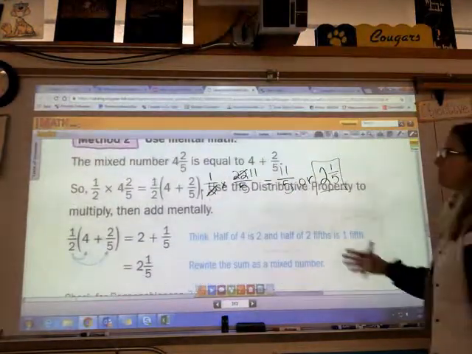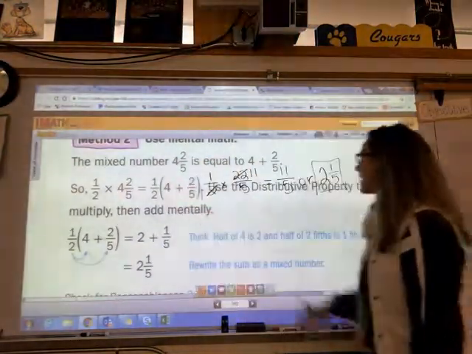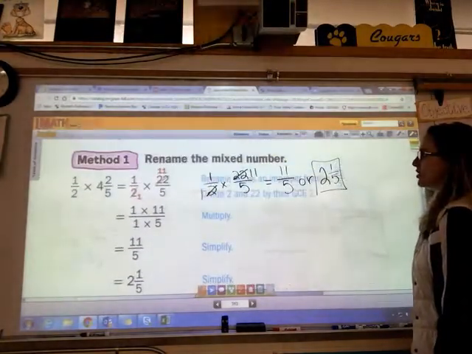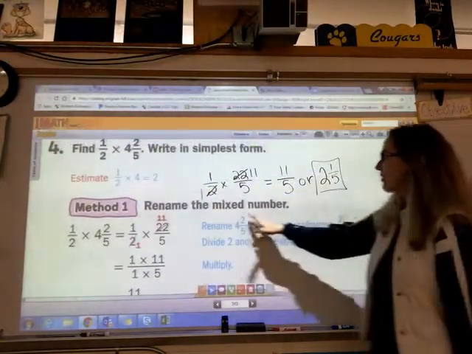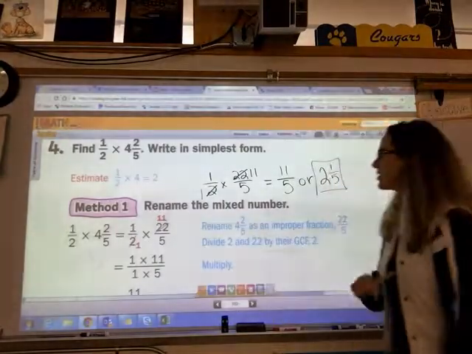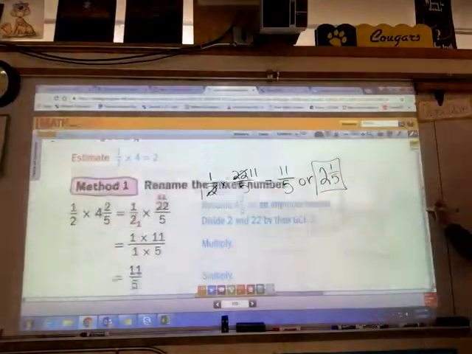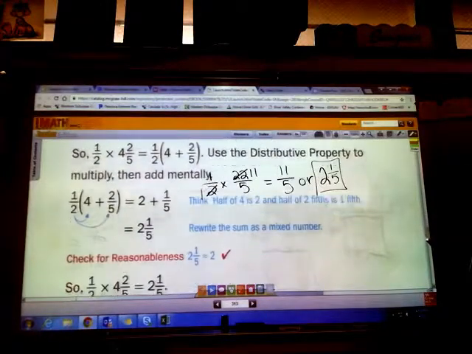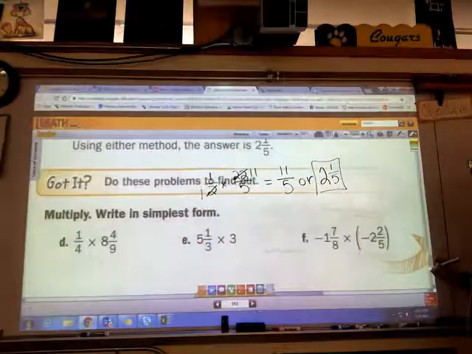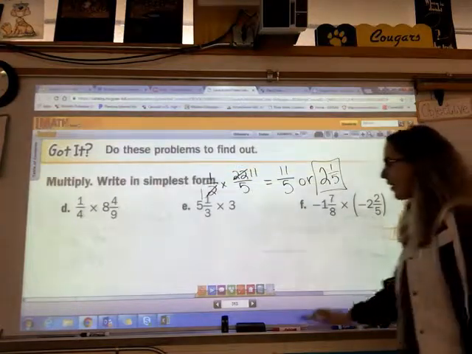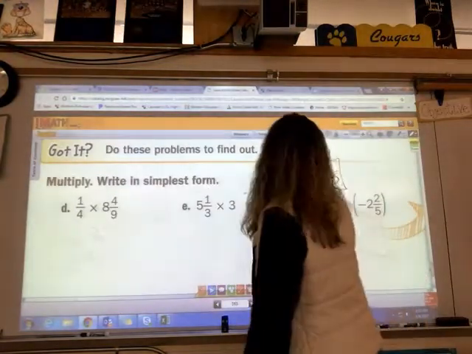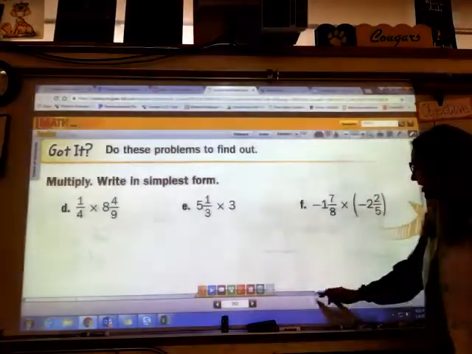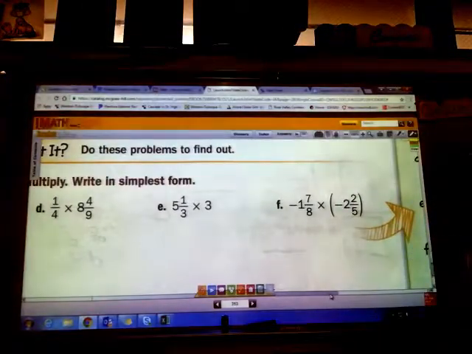Okay, another way is your mental math. In my opinion, it's probably going to be easier to just go ahead and rename this mixed number right away, as you can see in method 1, and follow through it that way. Please take a look at method 2 though, and note what they are doing in your book. Okay, so right now, after you've looked at those 2 methods, what I would like you to do is pause your video and go ahead and complete Got It problems D, E, and F.